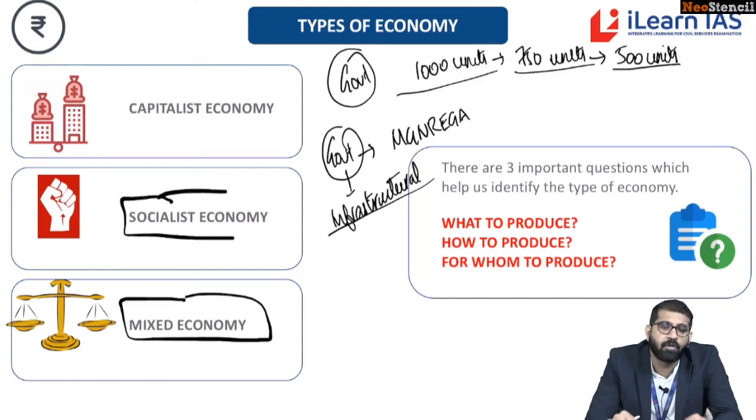Now take the case of the COVID-19 situation. Why is government bringing a lot of new packages? Right? Why is government spending a lot of money in this particular situation? Because government wants to bring back that demand. They want people to have money with them. They don't want businesses to shut down.